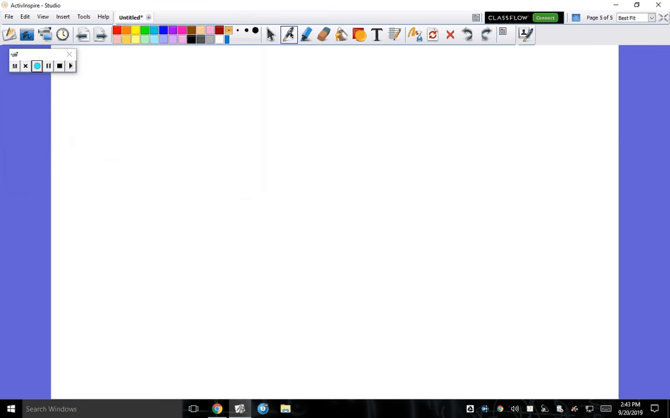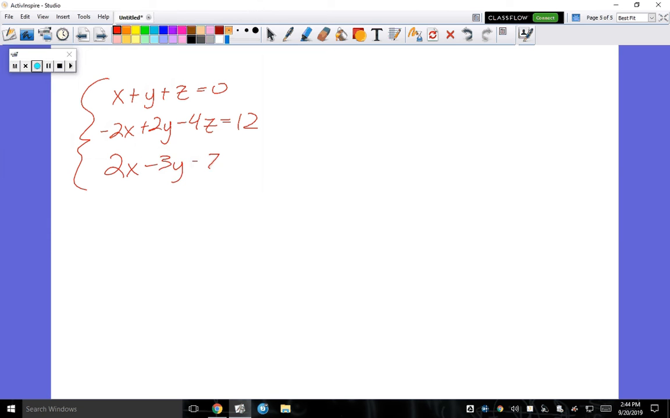Alright guys, I'm putting in 2 practice problems from systems of equations with 3 by 3 systems, okay? And the first one that I'm going to put looks like this. x plus y plus z is equal to 0. The second one is negative 2x plus 2y minus 4z is equal to 12. And the last is 2x minus 3y minus z is equal to 7. Here we go. This is why you will struggle some during this process.